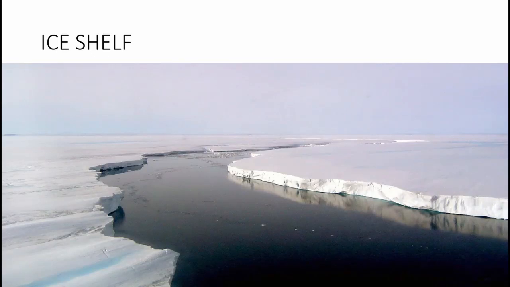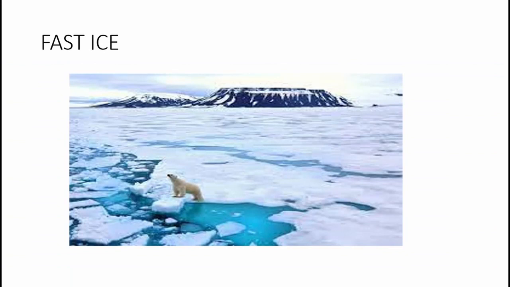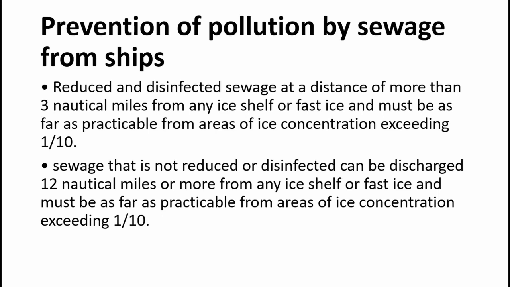Number two, fast ice. Fast ice means ice that forms and remains fast along the coast, which is attached to the shore. Look at these two pictures for the differences between the ice shelf and fast ice. So now let us move on to the sewage discharge criteria in polar regions.